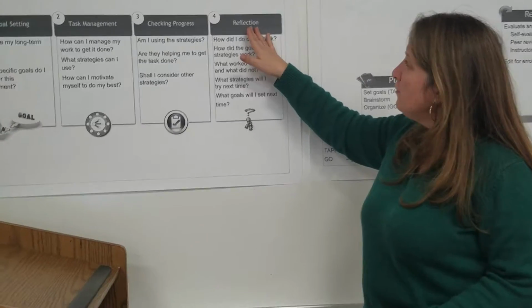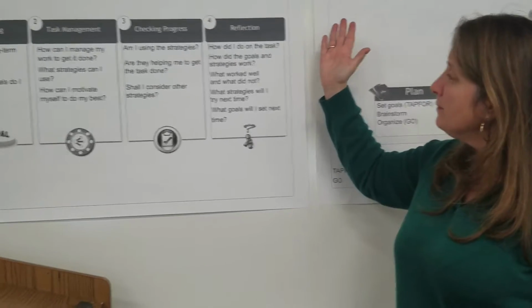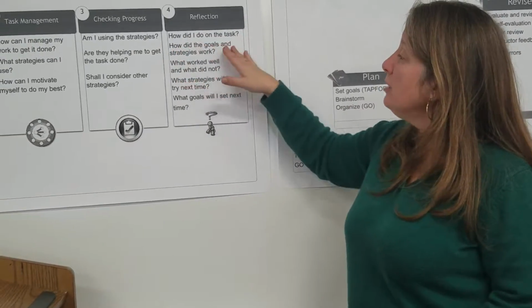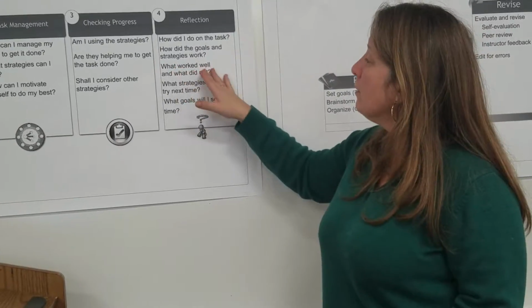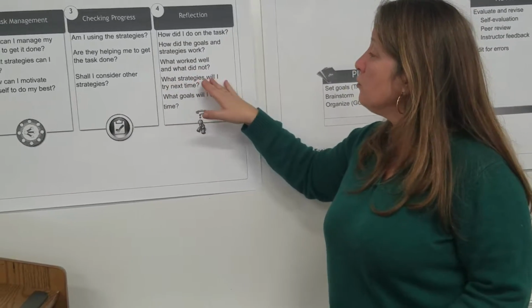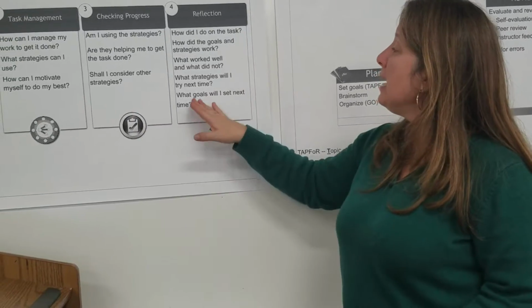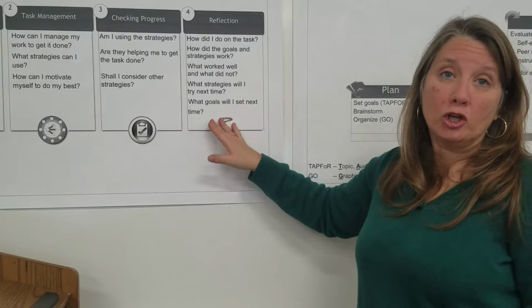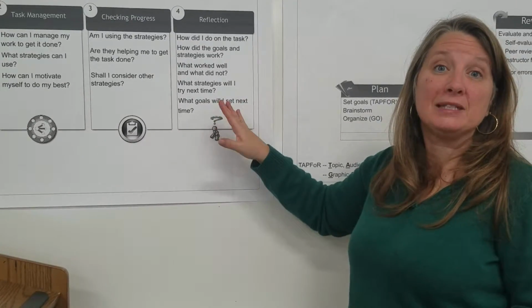The fourth and final phase is to reflect back on the whole process. How did I do on this task? How did the goals and the strategies work? What worked well and what did not? What strategies will I try next time? And what goals will I set next time? Remember, a learner always keeps learning.